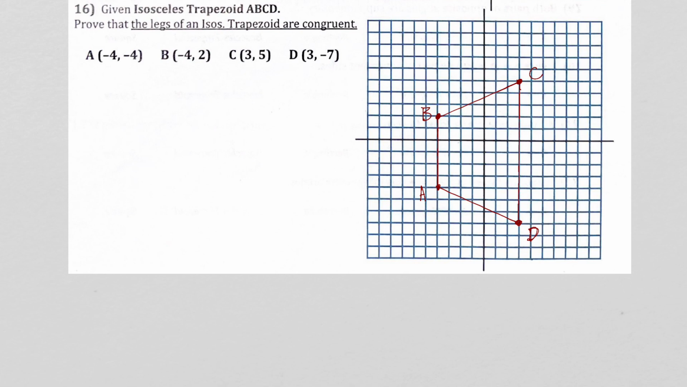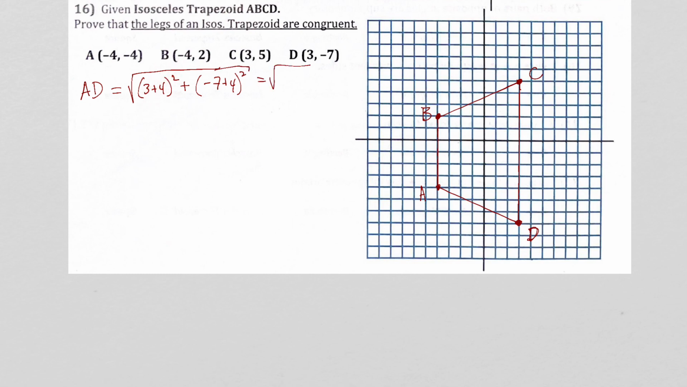Okay. Now, we want to show that the legs, not the bases, the legs are these. We want to show that the legs are congruent. So we want to see that AD is the same length as BC. So let's find the length of AD. The distance formula is the square root of the difference of the x's, 3 minus negative 4 squared, plus the difference of the y's, negative 7 minus negative 4 squared.